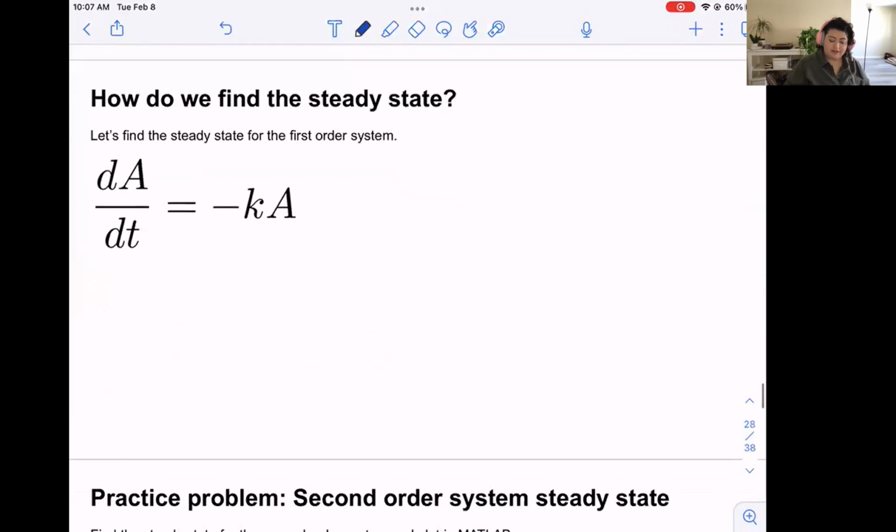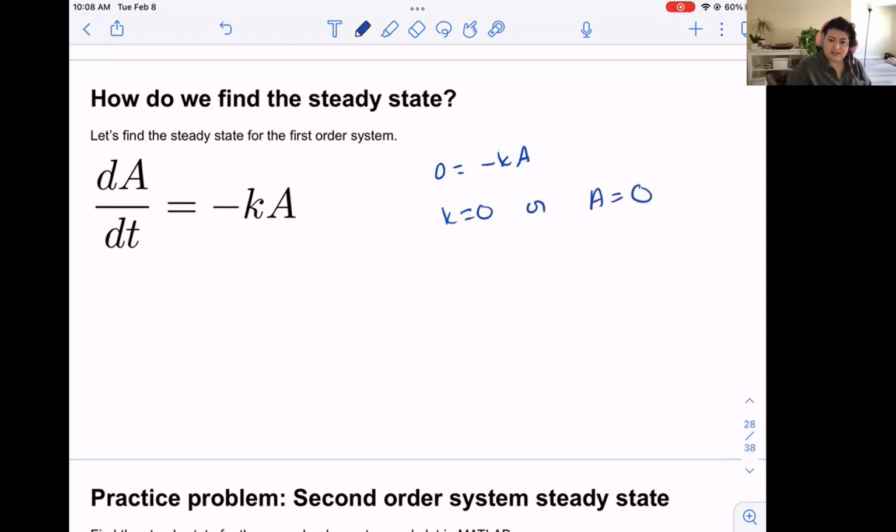Okay, so how do we find the steady state? We can find the steady state by setting the derivative equal to 0. So we would have 0 equal to negative Ka, and then we have to solve for each of the species, for the parameters, for everything. In this case, we have a pretty straightforward solution where either K is 0 or A is 0.